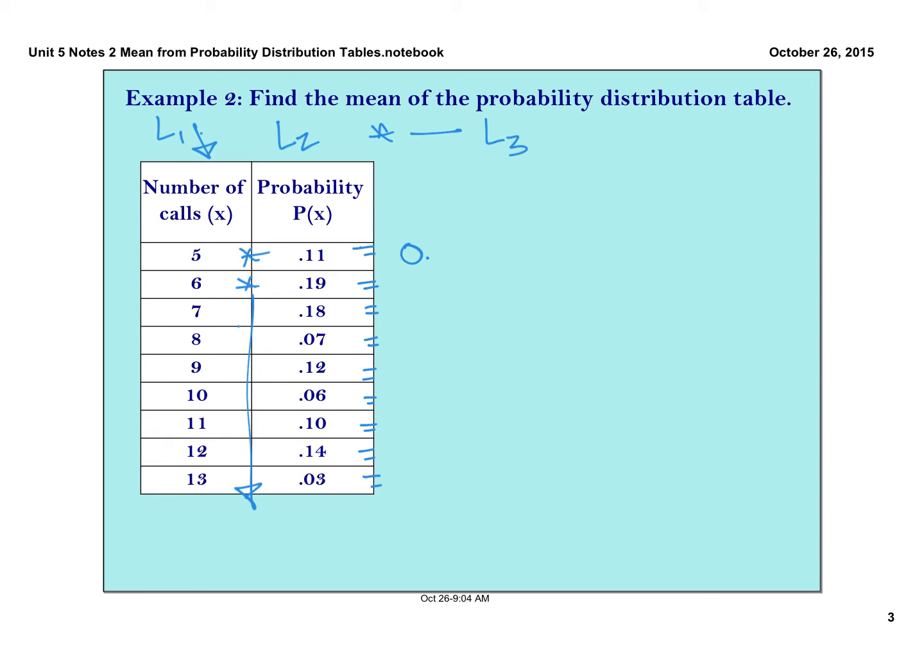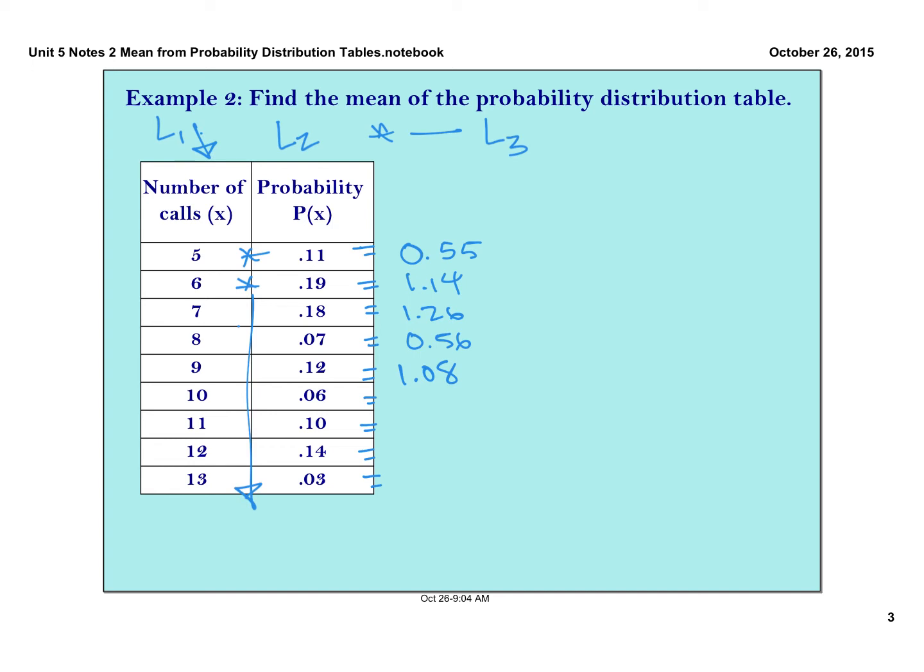If you've never used that function in your calculator, it's okay. You don't need to. You just go ahead and do the math all the way down. It doesn't take all that long. So 6 times 0.19 is 1.14. 7 times 0.18, 1.26. 8 times 0.07, 0.56. 9 times 0.12, 1.08.